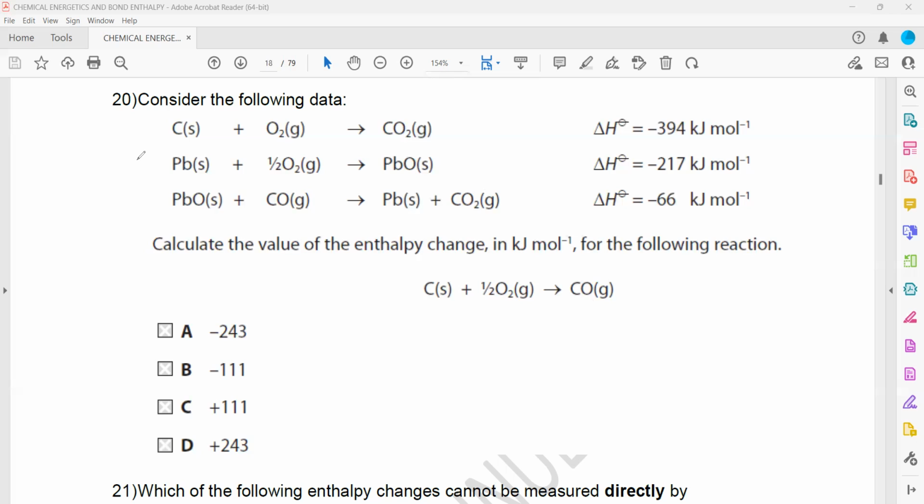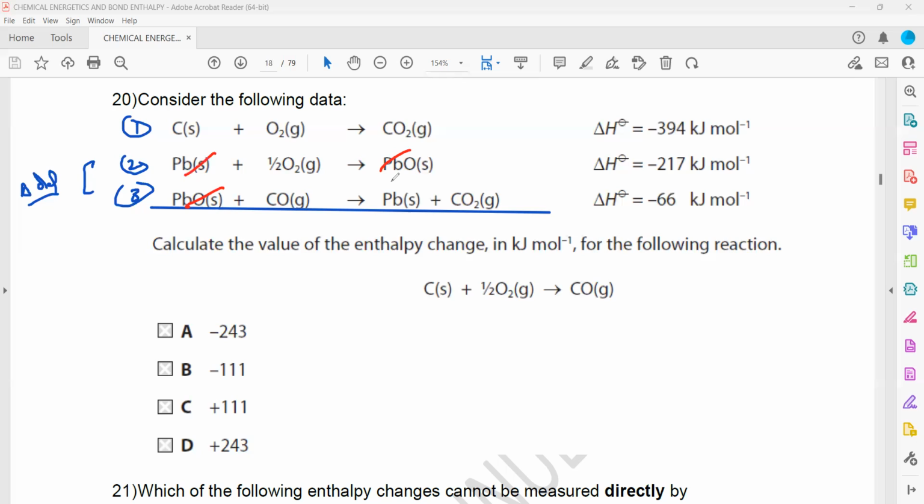So first, if I number these equations 1, 2, and 3, I want to remove lead and lead oxide. So how can I remove lead or lead oxide? If I add equations 2 and 3, lead oxide is on the right hand side in one and on the left in the other, so they can cancel out. When two reagents are common and on opposite sides, we add the two equations. If they are on the same side, we subtract the two equations to cancel them out. And lead will cancel with lead.